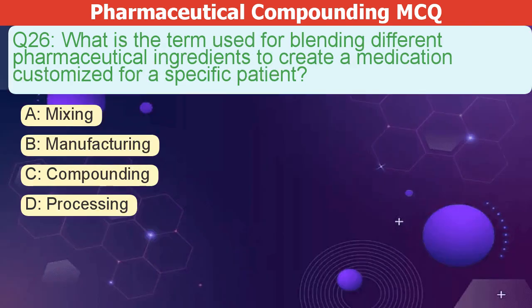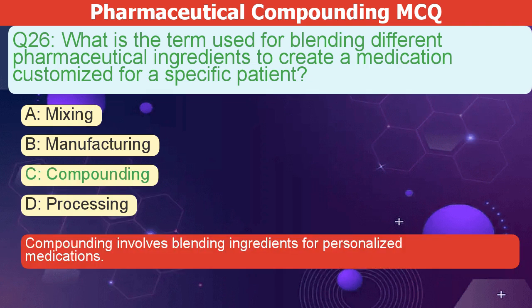What is the term used for blending different pharmaceutical ingredients to create a medication customized for a specific patient? A. Mixing. B. Manufacturing. C. Compounding. D. Processing. The correct answer is C. Compounding involves blending ingredients for personalized medications.